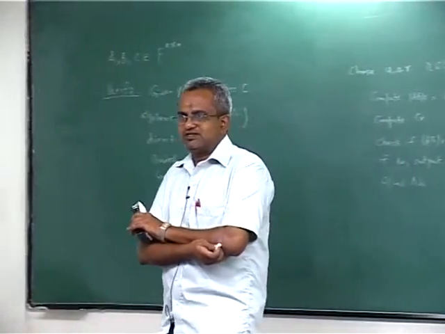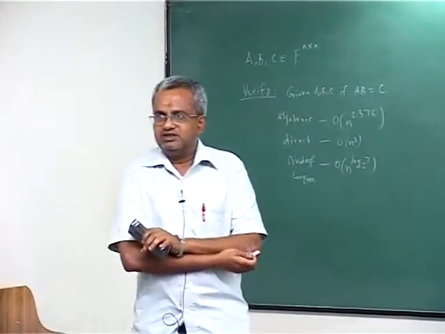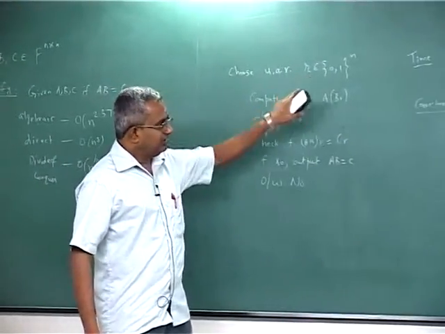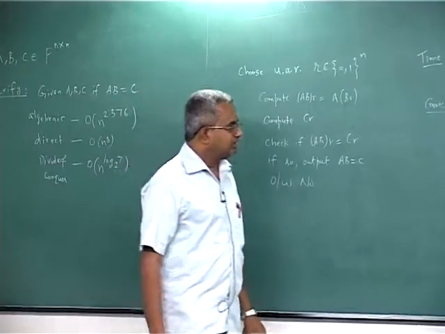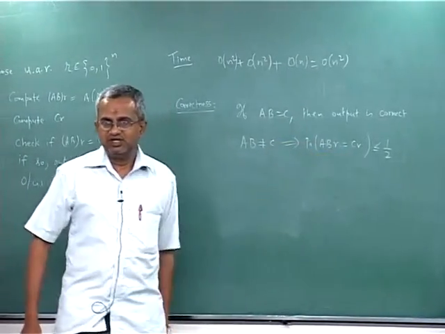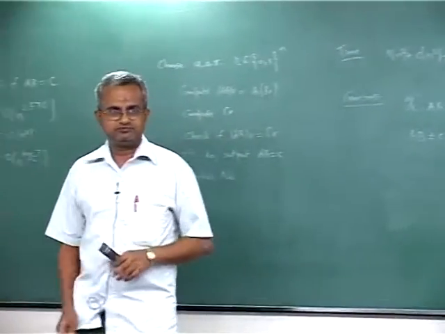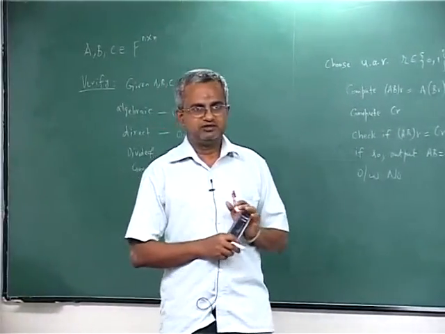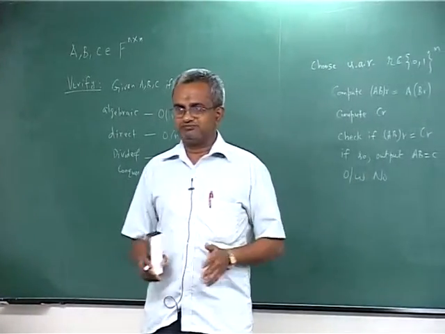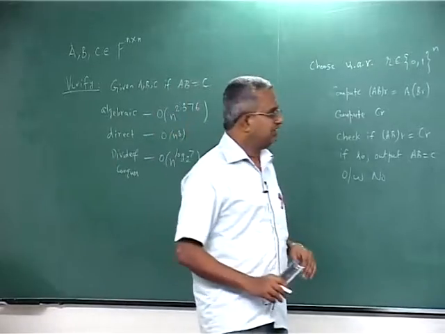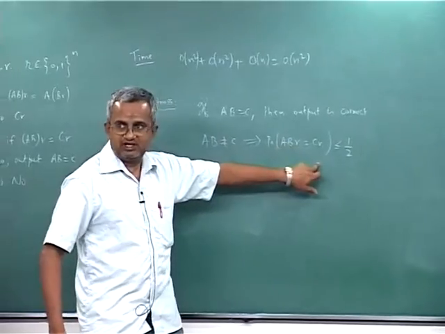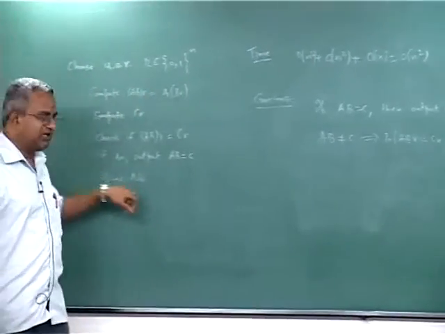So, if the two matrices are not equal, then the probability that a randomly chosen vector gets you the answer yes, where in fact it should be no, is upper bounded by half. So, what it says is with probability at least half, if AB is not equal to C, then ABR is not equal to CR, and hence the answer would be no here.